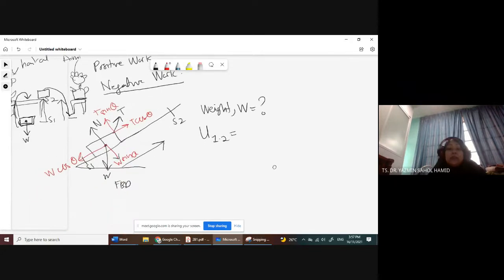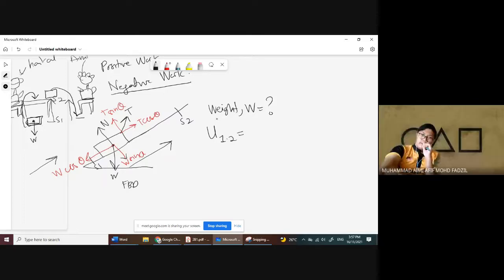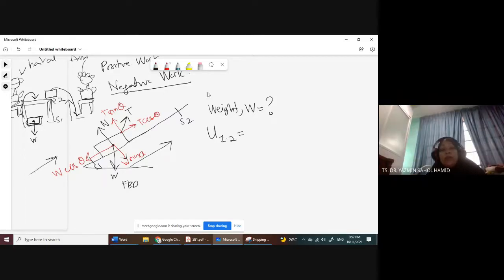Okay, so where is the direction of the displacement? From S1 to S2, this direction, betul tak? Yes, madam. So when you want to come up with the equation of work, you only consider the force that has the direction in the displacement saja. So tell me again, when you come up with the work formula, you need to come up with the F value. What is it? It will be W cos theta only. Why?